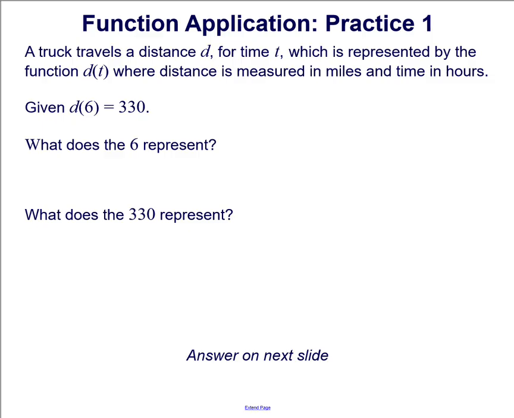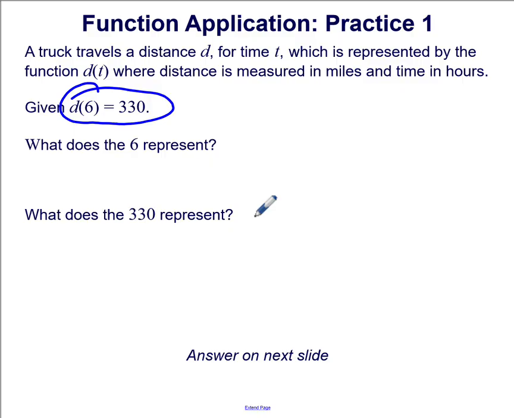Here's an opportunity for you to practice. A truck travels a distance d for time t, which is represented by the function d(t), where distance is measured in miles and time in hours. Given d(6) = 330, what does 6 represent and what does 330 represent? Pause the video, answer those two questions, and when you have your answers, resume watching the video.